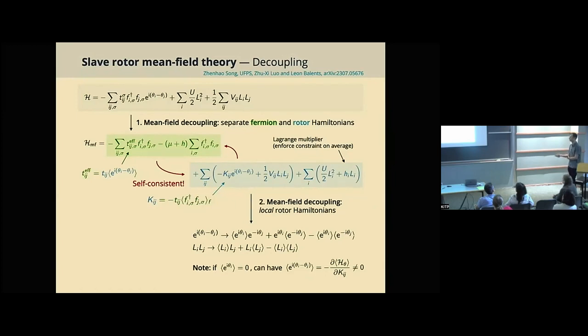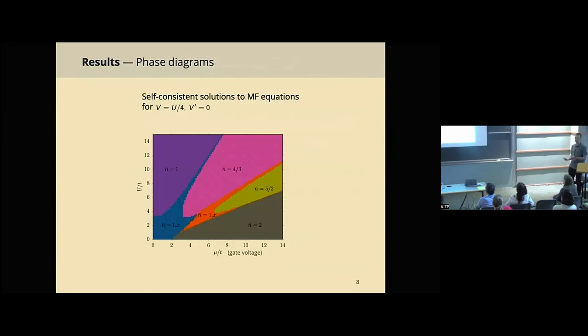So we use perturbation theory to basically get a finite hybridization of these rotors on different sites, even if we are basically in a state or a regime where the expectation value of e to the i theta is zero. Okay, so we can solve these mean field equations self-consistently using iterative procedures. And this is a phase diagram that we obtain.